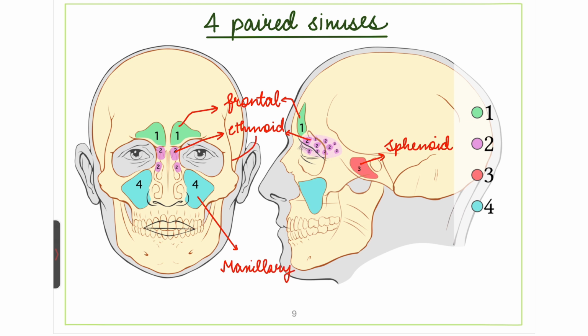Here the ethmoid sinuses are divided into anterior group of sinuses and posterior group of sinuses. The frontal sinus, the anterior group of ethmoid sinus and the maxillary sinus, they form the anterior sinuses. And the posterior group of ethmoid sinus and the sphenoid sinus together form posterior group of sinuses. These are the four paired sinuses which we have.